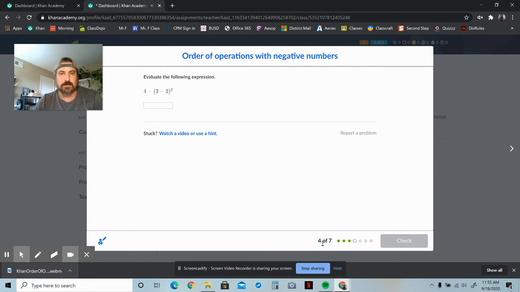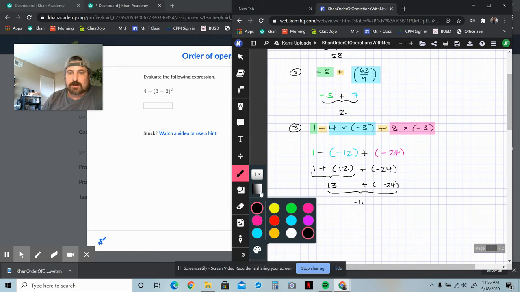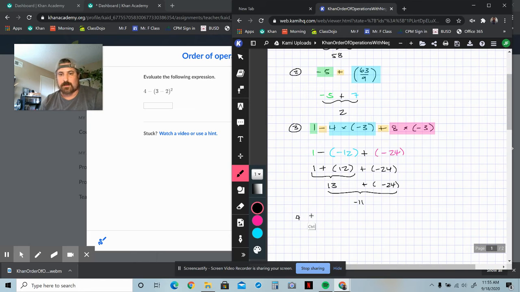So the next problem is going to be 4 take away the quantity of 3 minus 2 squared. So let me bring back my Cami. Let's copy it down and let's show the step-by-step process so everyone's comfortable and on the same page. So here's number 4. Let me make that look a little prettier for you. There we go. And so this is going to be 4 take away the quantity of 3 minus 2 squared.